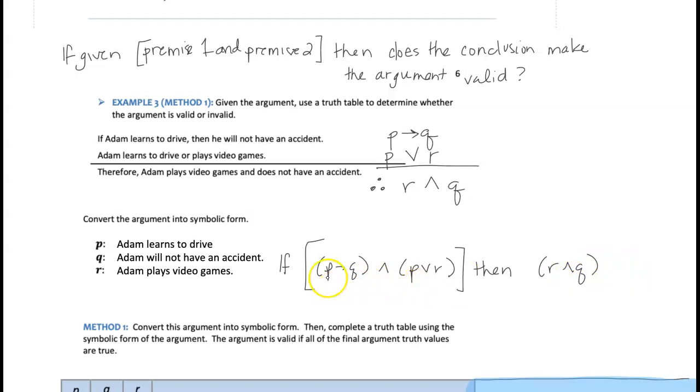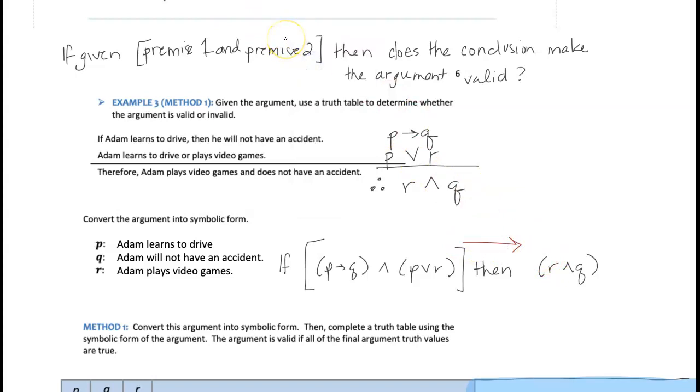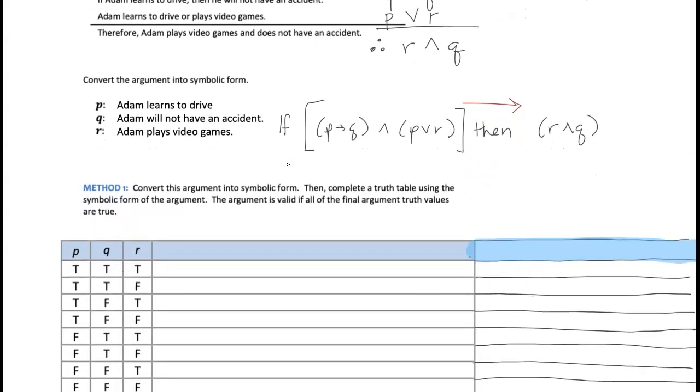So here's premise 1 and premise 2. Then, that's our implication. We want to determine if the conclusion makes the argument valid or invalid. Let's begin working on our truth table. I'm going to start with our innermost parentheses, which is that conditional P implies Q. And that's our premise 1.